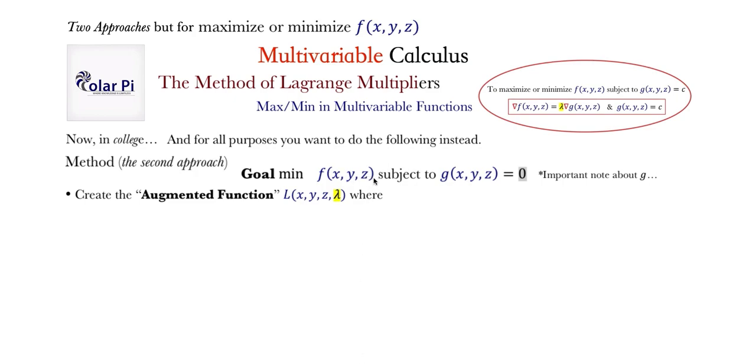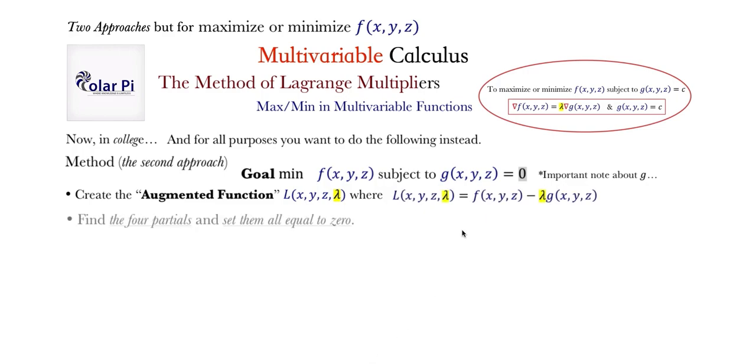But yeah, your goal is the same as before. You're trying to maximize and minimize this function subject to this constraint. Again, I said the note about the constraint needing to equal 0. You need to rewrite it so that it equals 0, but otherwise what you do is you create what's called the augmented function, the L function. And the L function is going to be a function of 4 variables, x, y, z, and lambda. And the L function is going to be made of your f function and your g function in this manner.